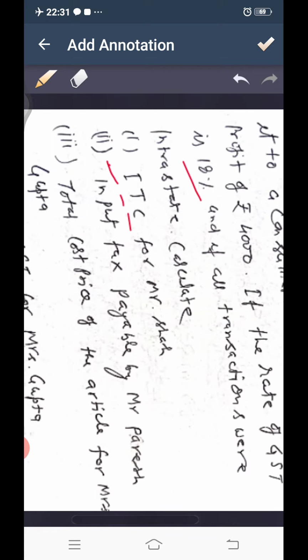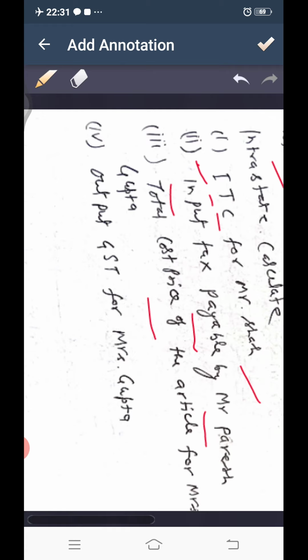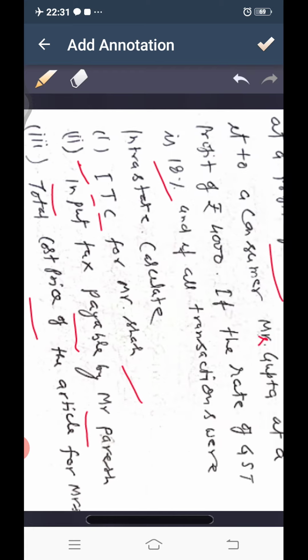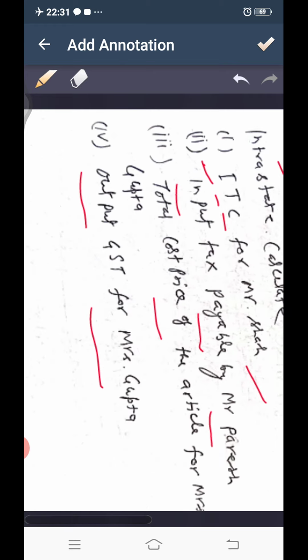input tax credit, ITC, that is input tax credit for Mr. Shah, and input tax payable by Mr. Paresh, then total cost price of article for Mrs. Gupta, and output GST for Mrs. Gupta. So students, you all keep your books open, because when we will solve this question, we are not going to see the question again because this page is over here.